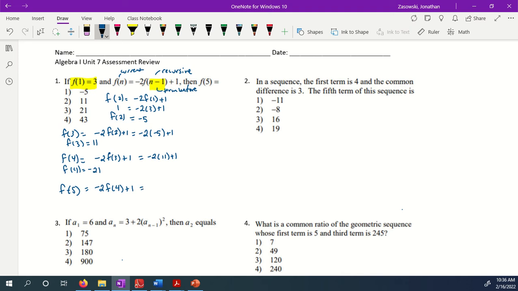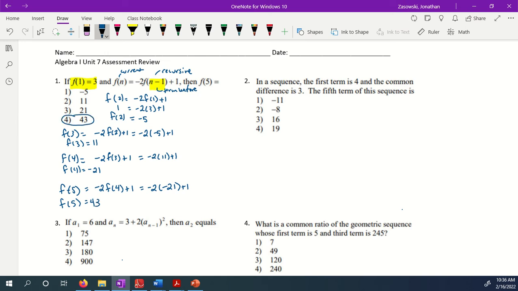And then we're going to plug that in here. Negative 2 times negative 21 plus 1. A negative times a negative is positive. This is 42 plus 1. So f of 5 is 43. And that's our answer. Okay, so this is a recursive function.